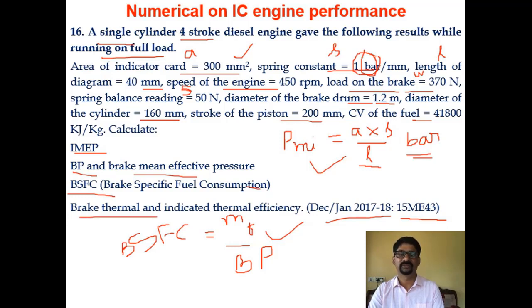Then brake thermal efficiency and indicated thermal efficiency you can calculate: BP into 3600 by MF into CV. Similarly, IP into 3600 by MF into CV. Here BP should be in kilowatt, IP should be in kilowatt, and MF should be in kg per hour. There are no heat balance sheet calculations involved. So with this, this is how you can solve this problem.